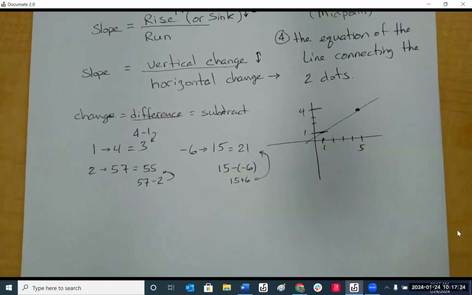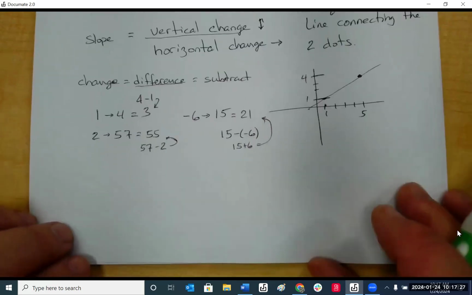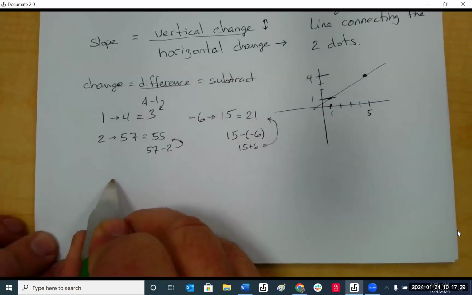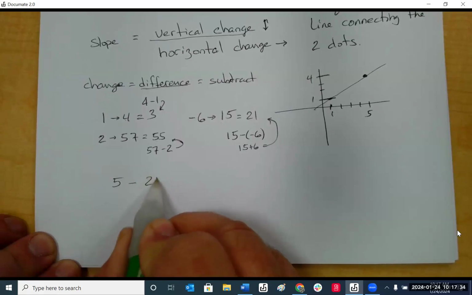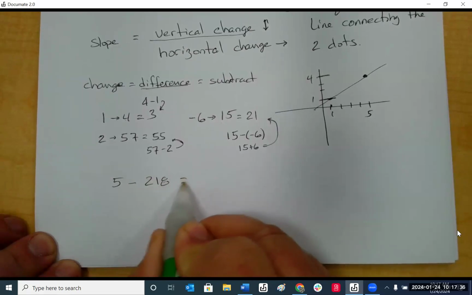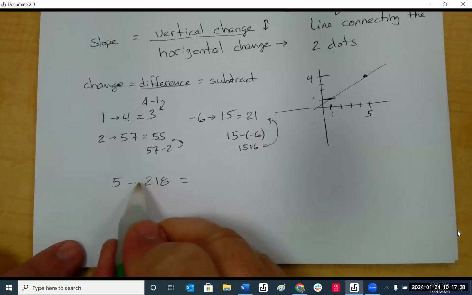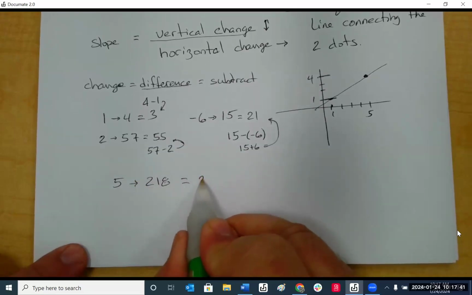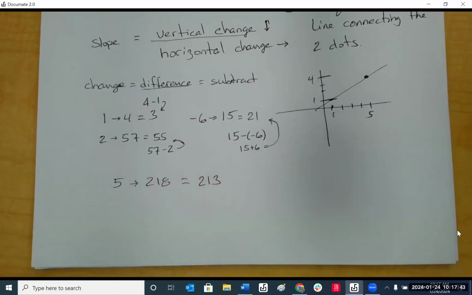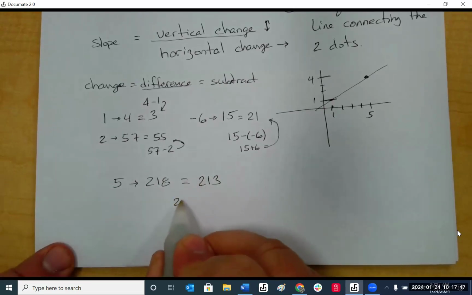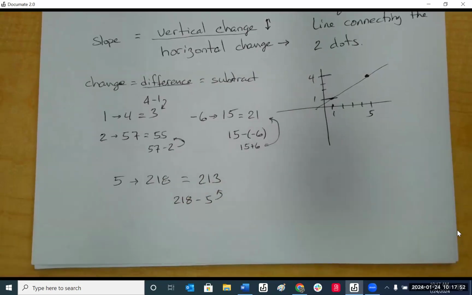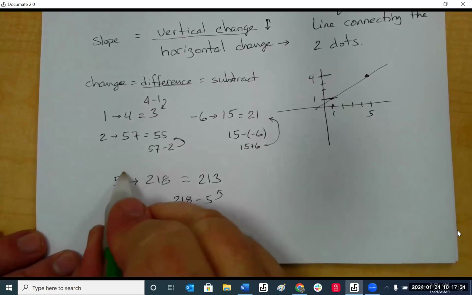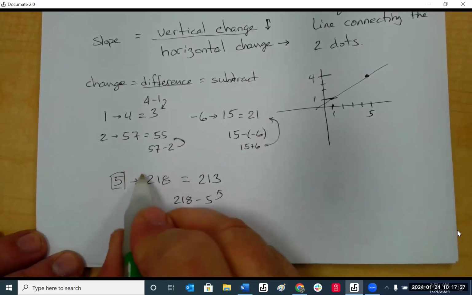So what's the equation here? If I gave you two numbers, 5 and 218, what would that be? Yes, 213, because we go 218 minus 5. This is the first number, this is the second number.